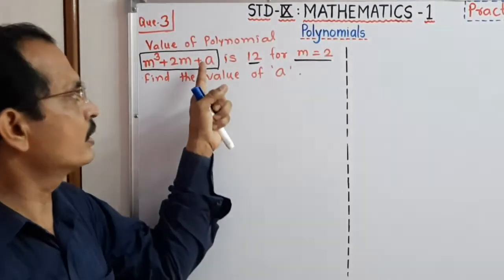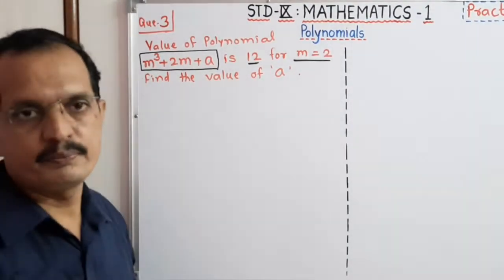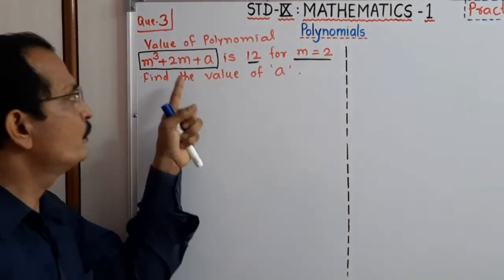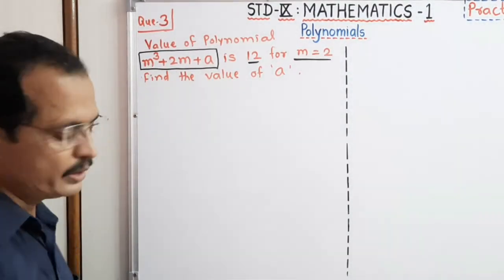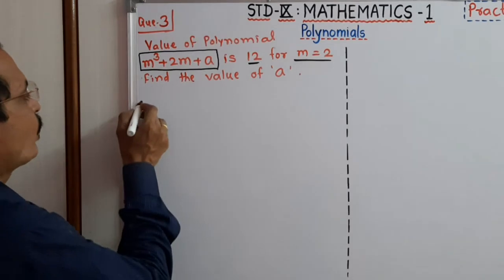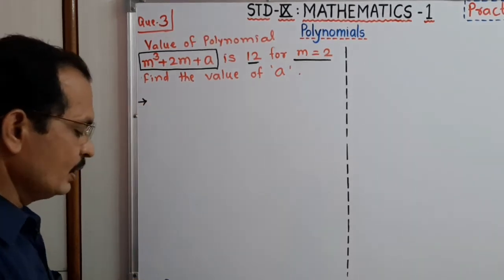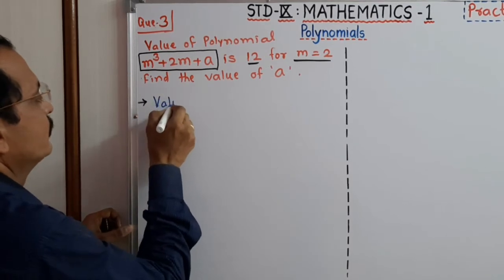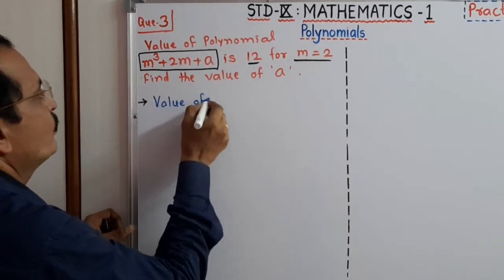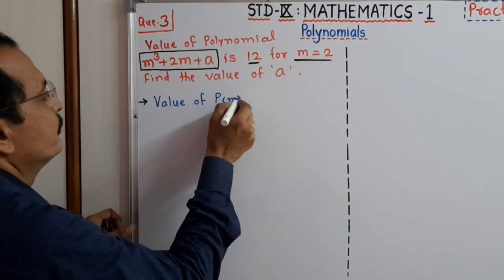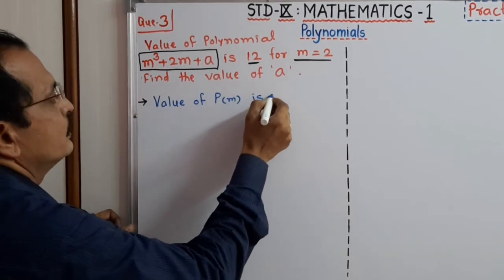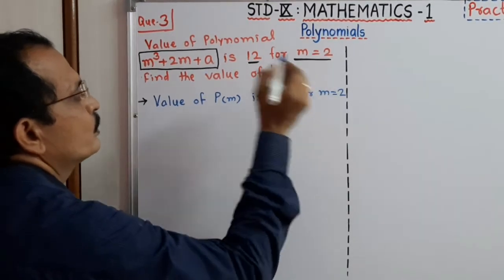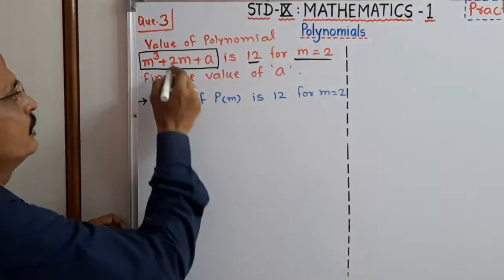Dear student, here one constant is there, and we have to find out the value of that constant. The variable is m. Dear student, we have to write here, value of P(m) is 12 for m is equal to 2. Got it? This P(m).